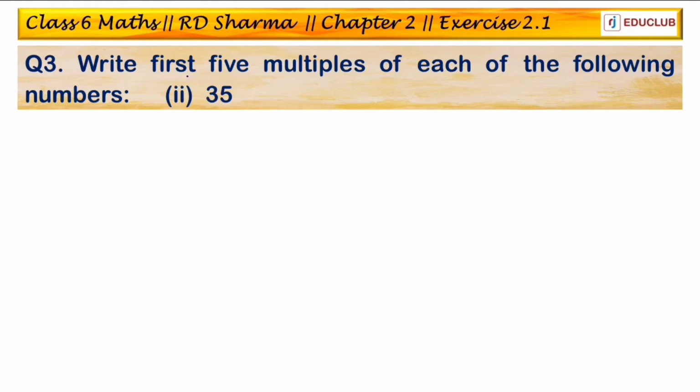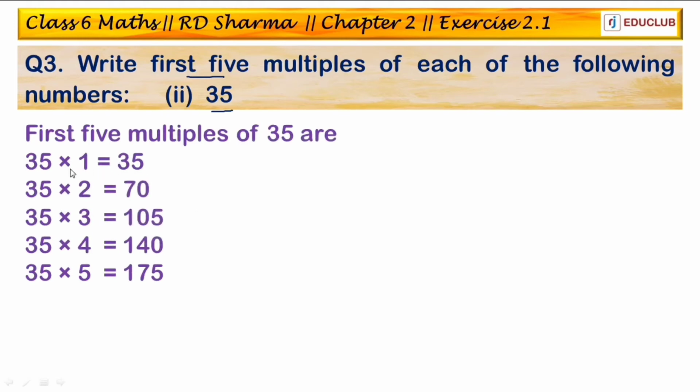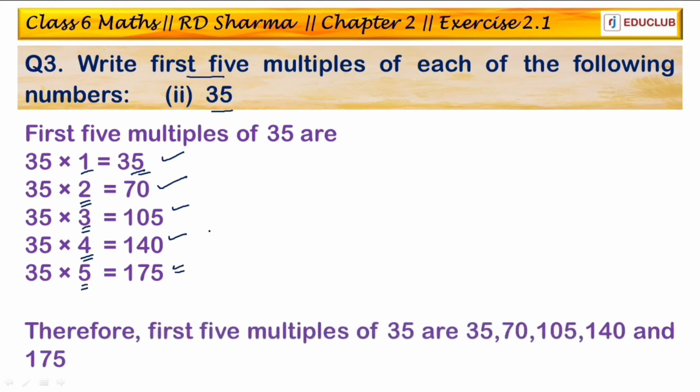Next, first 5 multiples of 35. So we'll multiply 35 by 1 to 5 numbers. Okay. So what we will get? 35 multiplied by 1 will get the multiple 35. Multiplied by 2 will get the multiple 70. Multiplied by 3 we will get the multiple 105. When 35 multiplied by 4 will get the multiple 140. And when 35 multiplied by 5 we will get the multiple 175. So these are the first 5 multiples of 35.